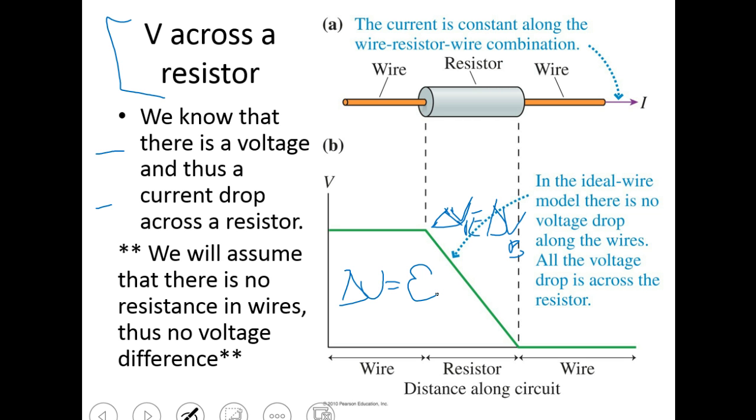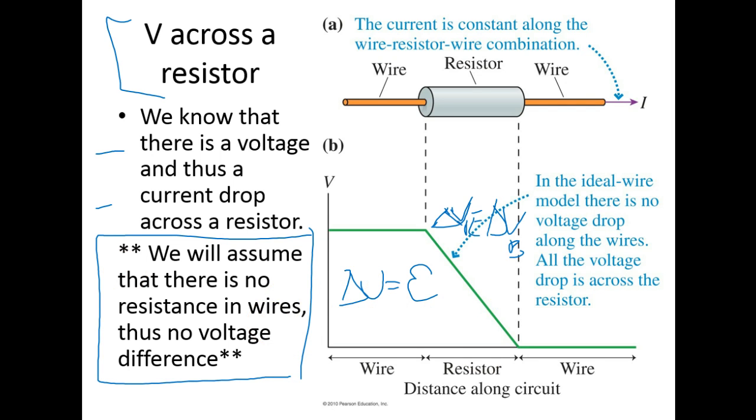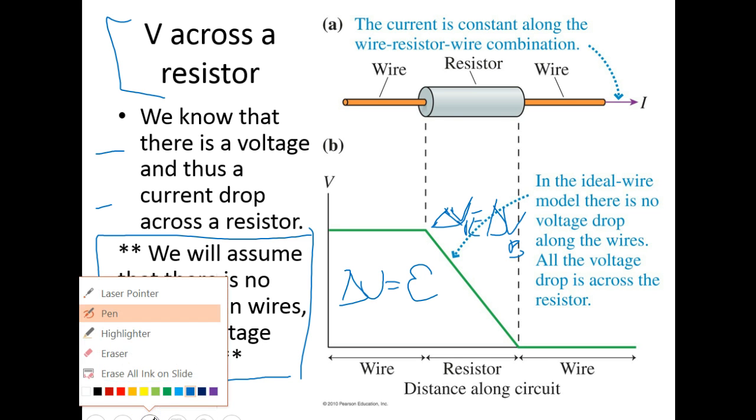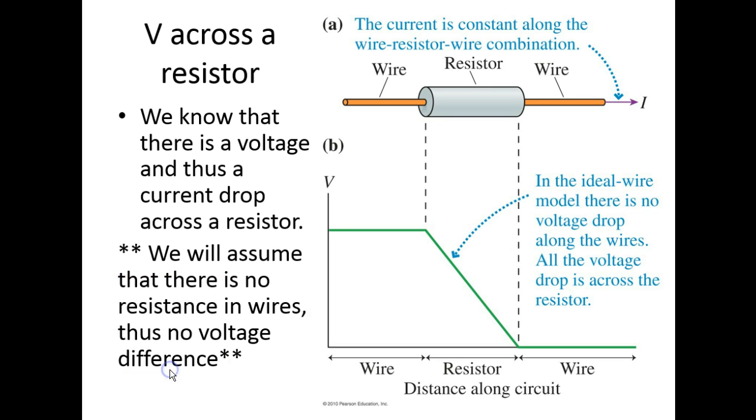From this point on, unless we specifically talk about the resistance of the wires or the length and the composition of the wires, we're going to assume ideal wires, which means that there is no resistance in the wires and thus no voltage drop. We're going to assume that all the voltage difference happens across the resistor and not in the wires. And I'm going to tell you this is a really big assumption. Things don't actually work this way. But for us to understand electrics and circuits, we're going to pretend that they do. So we're going to make this big assumption here.